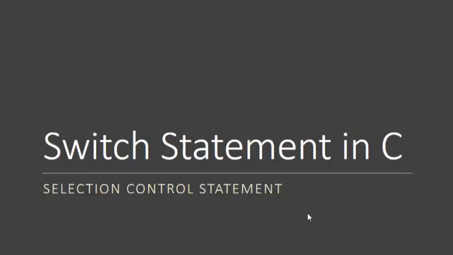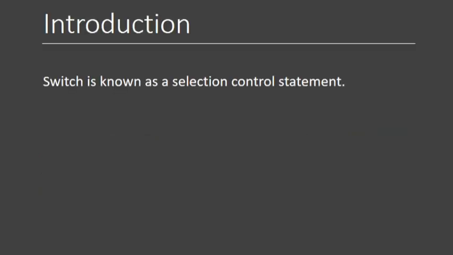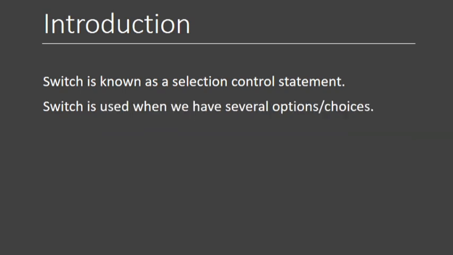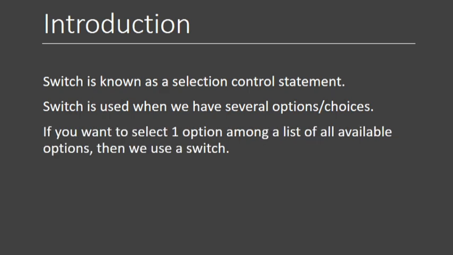In this class, I am going to discuss the switch statement in C. Switch is known as a selection control statement. Switch is used when we have several options or choices. If you want to select one option among the list of available options, then we use a switch.